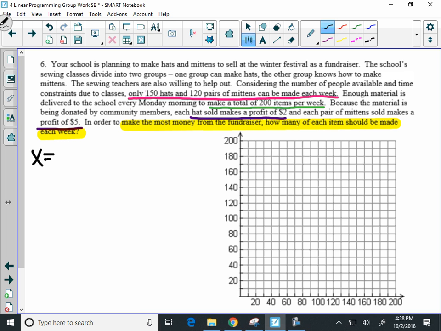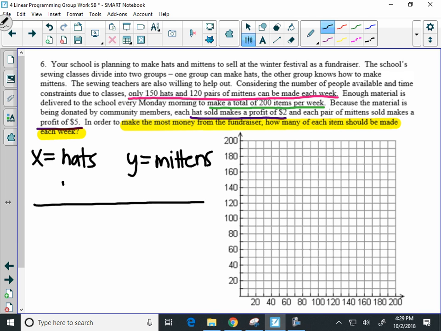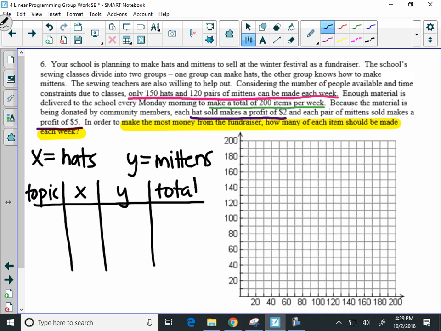Remember, we start by figuring out what is X and what is Y. Well, what are we making? We're trying to make a profit on hats and mittens. So let's let X be hats, and let's let Y be the number of mittens that are being sewn. Now, once we start that, let's set up a table again. So we have our regular table. We have a topic of our equation, our X value, our Y value, and the total.